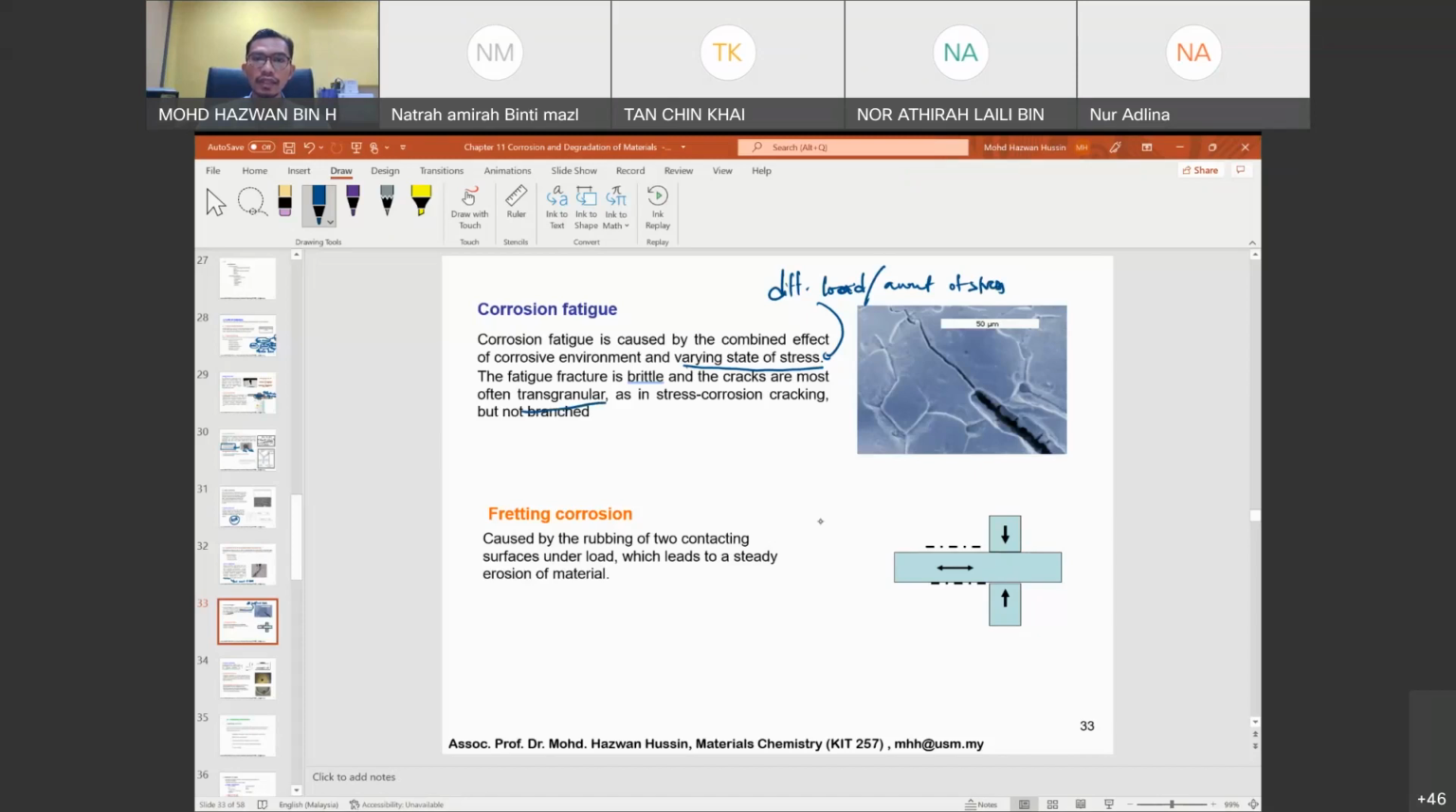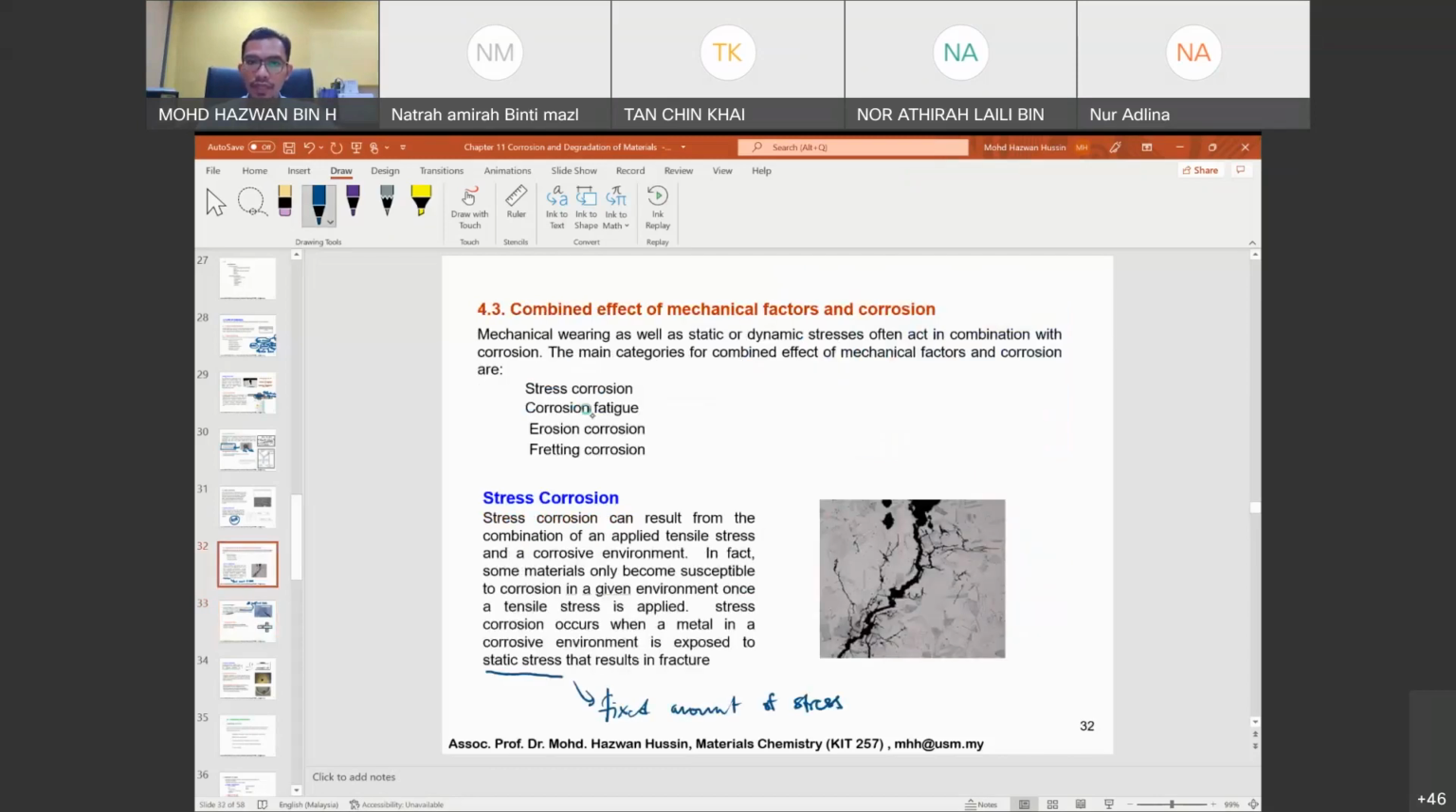In corrosion fatigue, the fracture is brittle and the cracks are most often transgranular, as in stress corrosion cracking, but not branched. Normally it is a bigger crack like this. It's not hyper branched. With hyper branching, you have small cracks and so on. Those small cracks you can see from stress corrosion, where you have transgranular and hyper branched cracking.